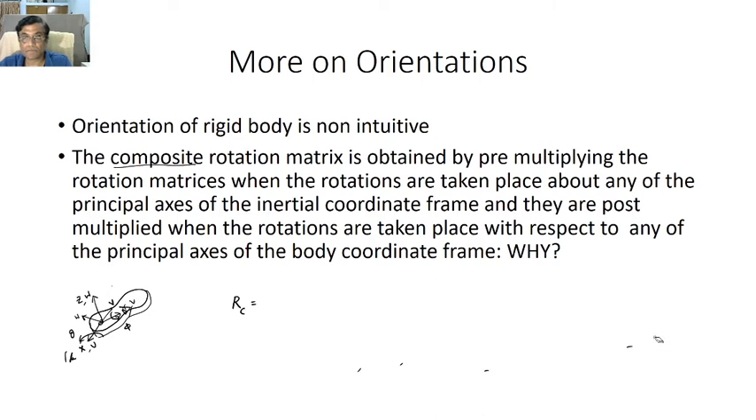So this composite rotation matrix can be calculated by first making a unitary matrix, 3 cross 3. What does it mean? It means that both the body coordinate frame and inertial coordinate frame are aligned. Now say my order is like this. Rotation is taking place about the x-axis by an angle theta. So I will pre-multiply.